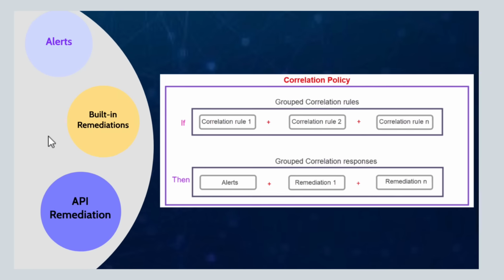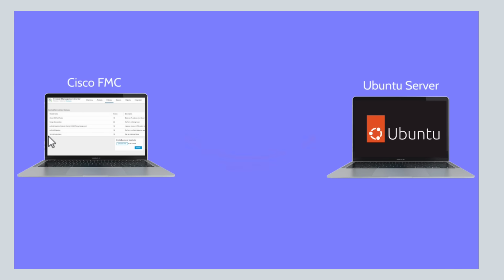But the real game changer is the hidden feature, custom API remediation. This overlooked feature allows you to develop and install your own remediation modules directly into FMC. When a specified condition is matched, FMC calls out your custom module to perform the desired action, enabling highly tailored and dynamic responses for your environment.